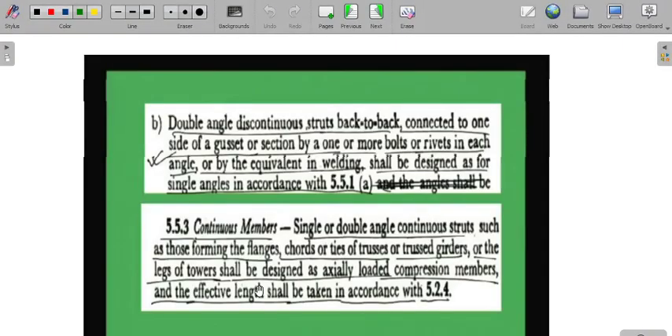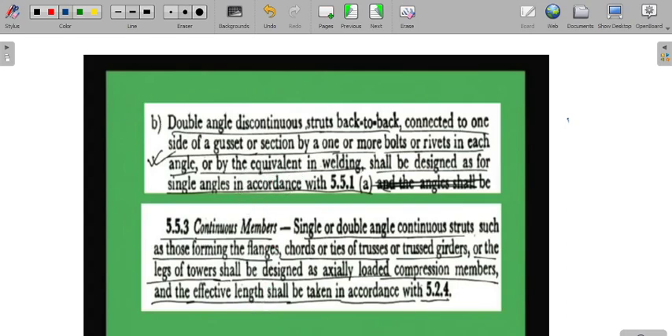Next we will go for the next category, that is double angle discontinuous strut back to back, connected on one side of a gusset or a section, by one or more bolts or rivets in each angle, or by equivalent welding. So what it is saying, in simple terms: double angle discontinuous strut back to back. So this is a double angle discontinuous strut. It is connected back to back. Strut 6.